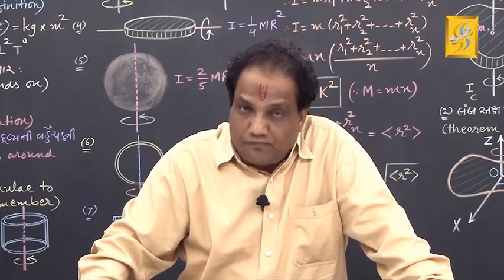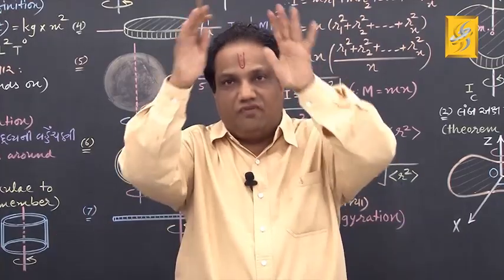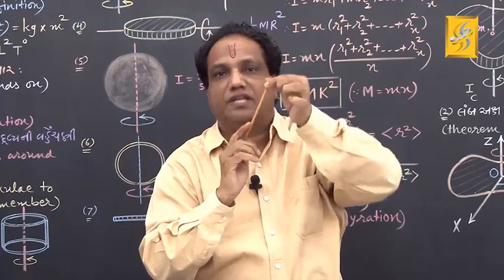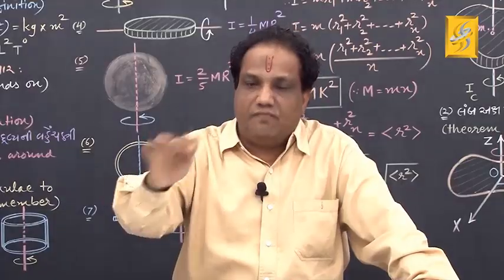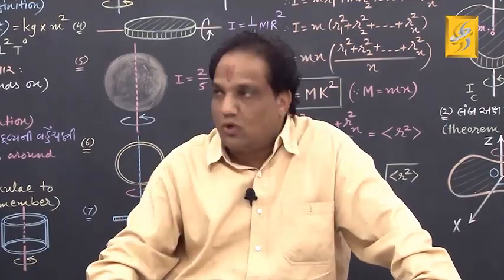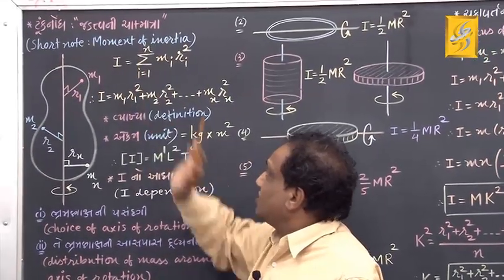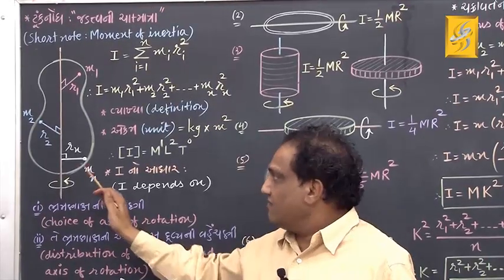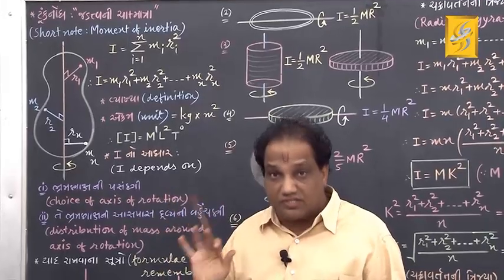But let me tell you that moment of inertia is defined for a given rigid body when it is rotating about a given stationary axis of rotation. So now let us see today, very much in detail, about moment of inertia. Look, a short note on moment of inertia. In the textbook they have not drawn any figure. If you draw this figure and try to understand, you will remember it very easily.